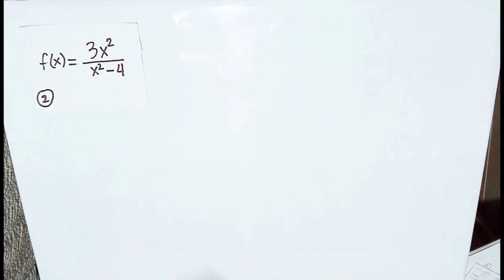Okay, let's proceed to our example number 2. Our example number 2 is f of x is equals to 3x raised to 2 all over x raised to 2 minus 4. So the first step again is to determine if this function is an odd or an even function, or kung meron siyang symmetry on the y-axis or in the origin.